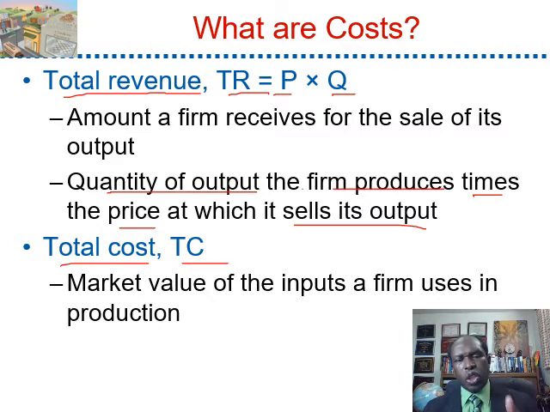So what is total cost? TC. Total cost is the market value of the inputs a firm uses in its production. For instance, total cost would be what they pay the workers in wages, how much they pay for the machinery, how much they pay for the insurance or the rent, how much they pay for the suppliers, or transportation cost, for instance.